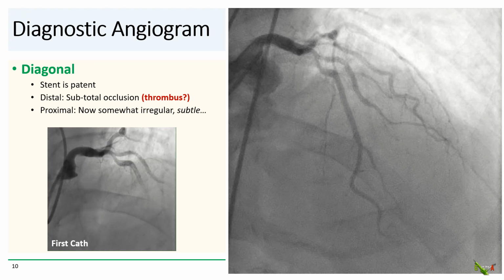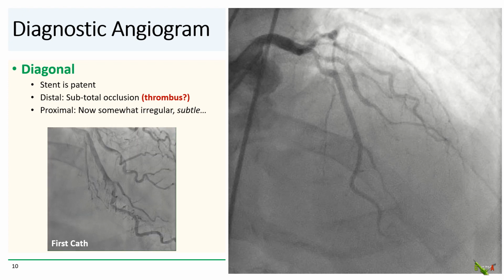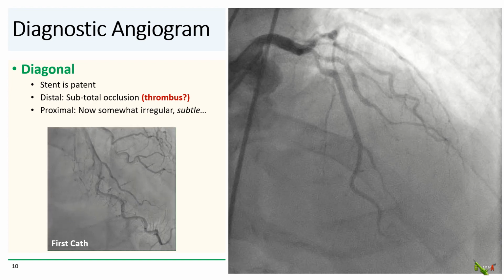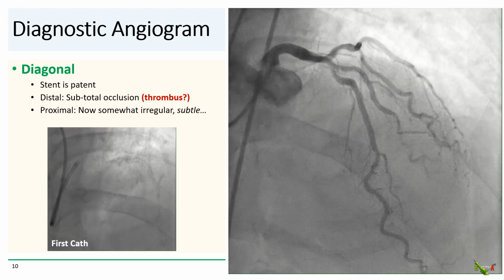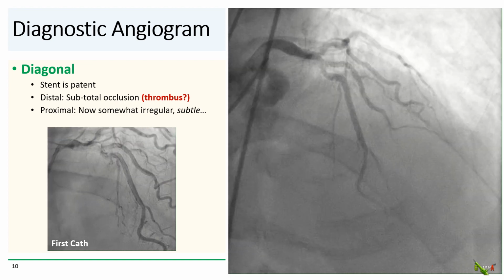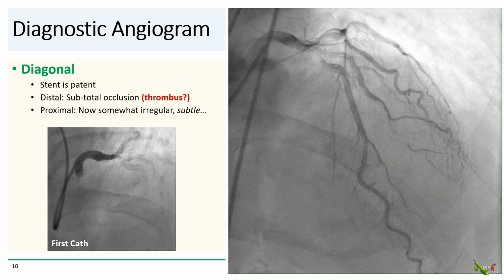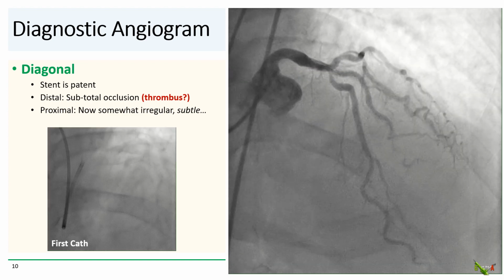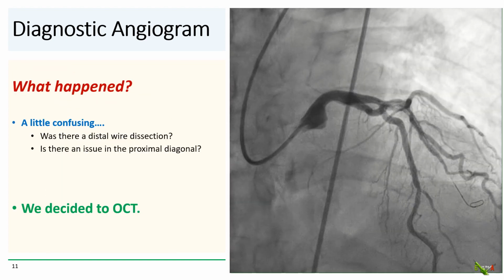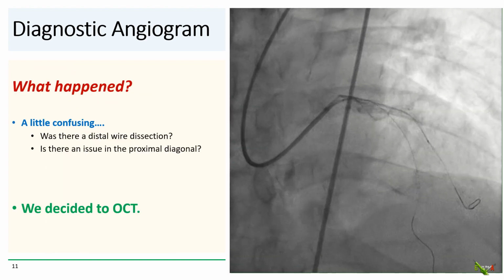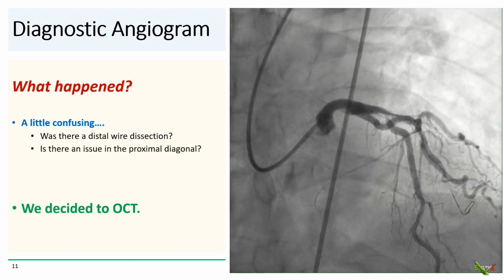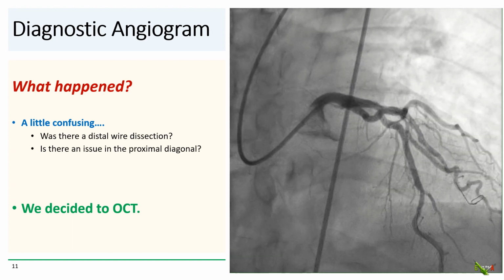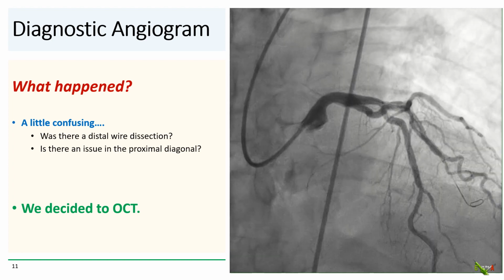On relook angiography, the diagonal stent looked widely patent. However, the distal branch of the diagonal now appeared to be subtotally occluded. Was it thrombus? But it was pristine on the first cath. And a little bit more subtle, but the proximal part of the diagonal now also appears to be somewhat irregular. That segment was also pristine on the first cath. So what happened? This is all a little confusing. Was there a distal wire dissection? Is there some issue in the proximal part of the diagonal? We decided to do an OCT to take a closer look.